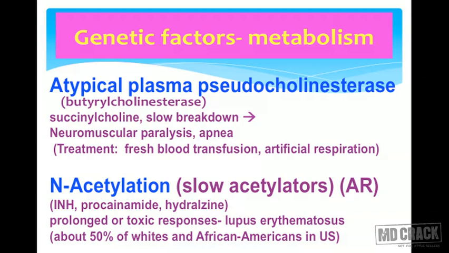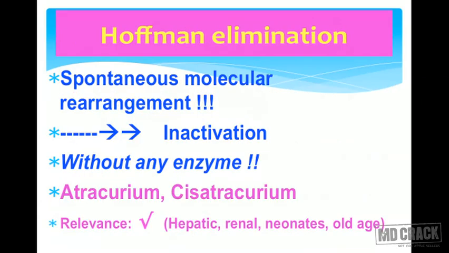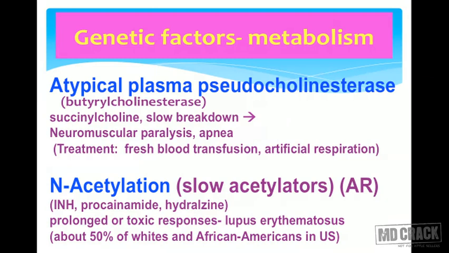Just now I mentioned acetylation, slow acetylators and fast acetylators. Just to underscore these drugs again: INH, procainamide and hydralazine. Slow acetylators will break down these drugs slowly and they will accumulate to produce toxic responses in the form of lupus erythematosus. This happens in about 50% of whites and African Americans in the United States. So that's regarding the genetic factors pertaining to metabolism.